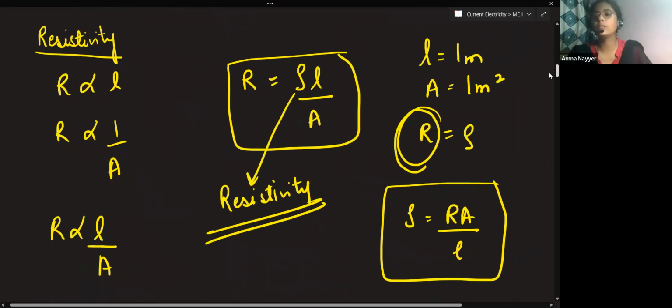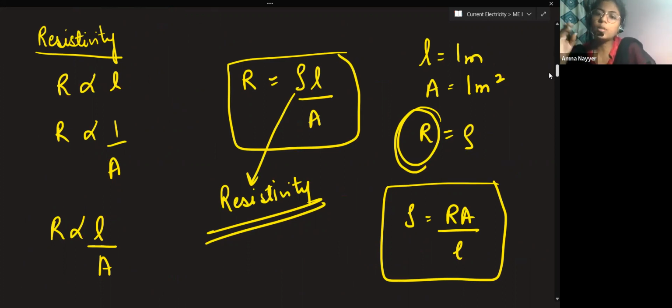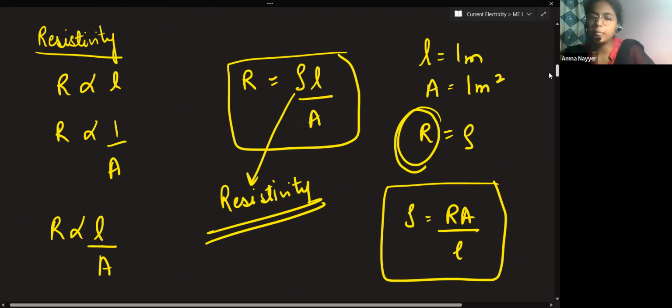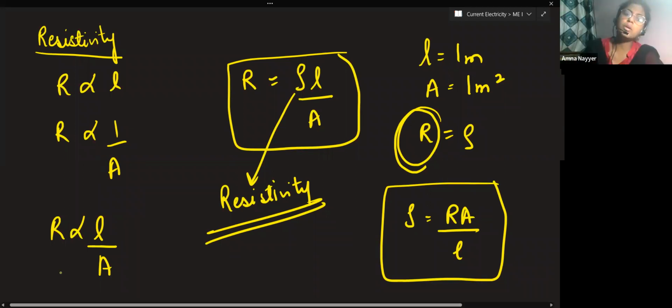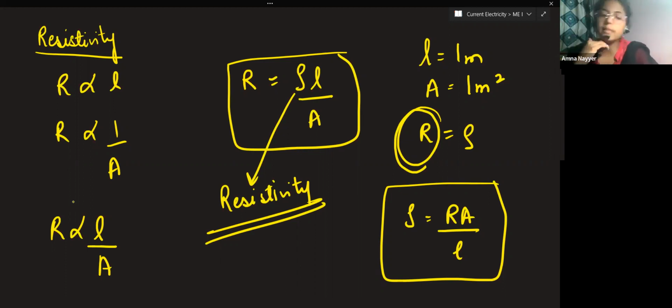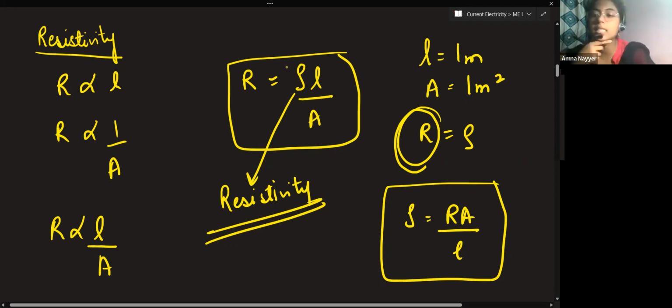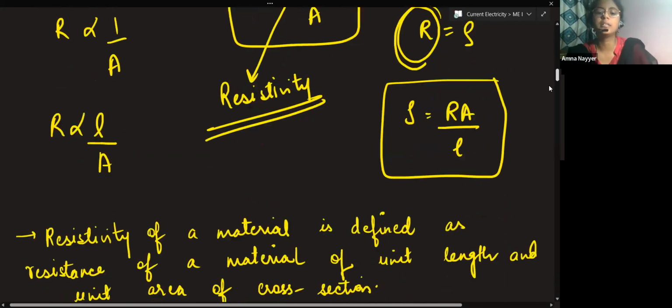Resistivity is basically inversely proportional to resistance. Resistance is equal to rho into L by A. Basically, resistance applied across the ends of the conductor was directly proportional to length, and inversely proportional to area of cross section. So when we combine these factors, resistance is directly proportional to length by area. The constant that we get on removing the proportionality sign is rho, which we call resistivity. So resistivity also we have covered.